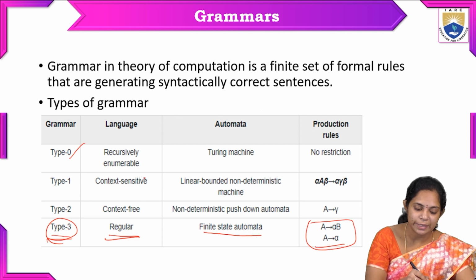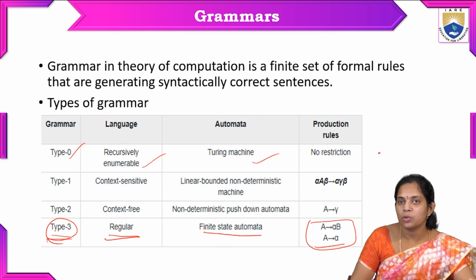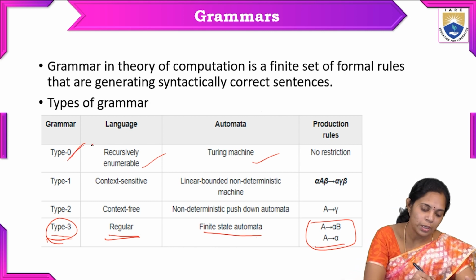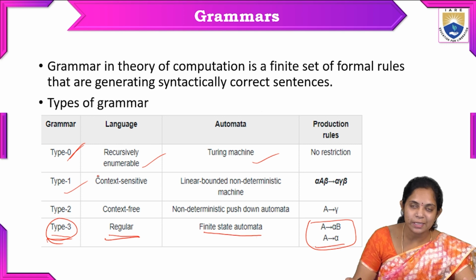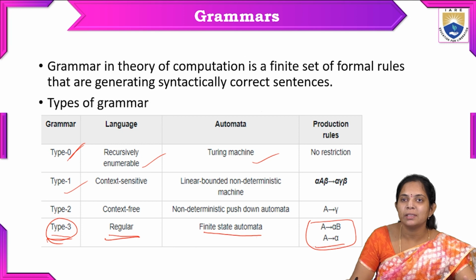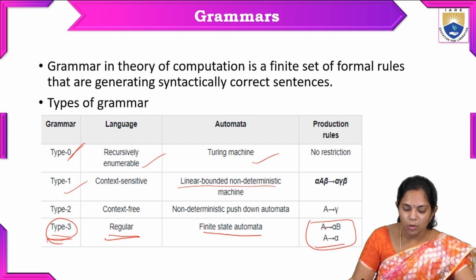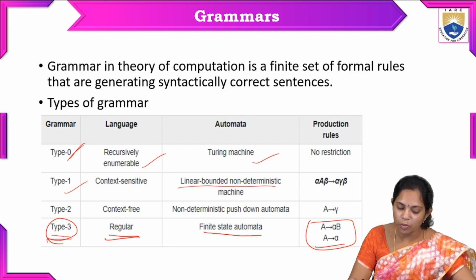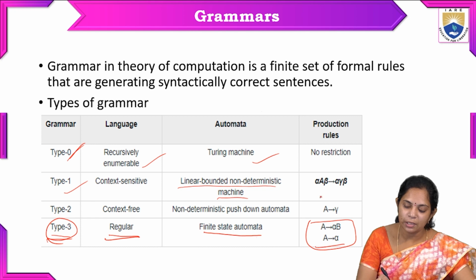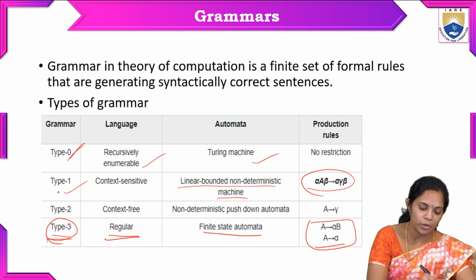Type 0 grammar is about recursively enumerable languages, and the automata we use is the Turing machine. There is no restriction on production rules in the type 0 grammar. Type 1 grammar is a context sensitive grammar. The automata used for this type of grammar is the linear bounded non-deterministic machine. Here are some production rules used in type 1 grammar.